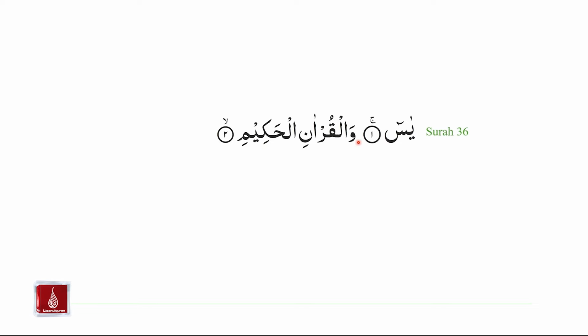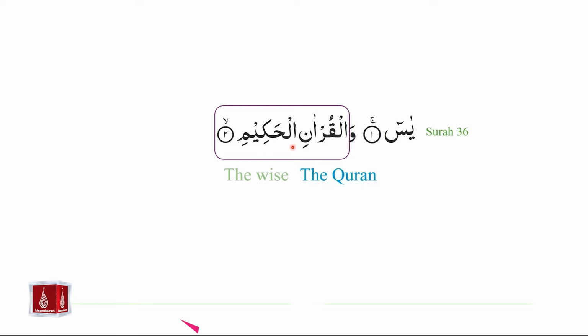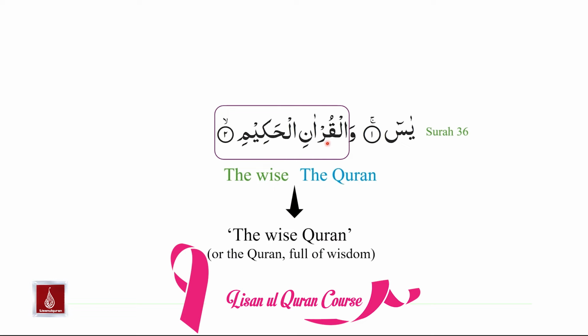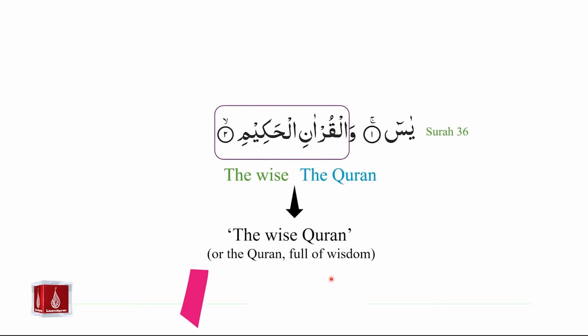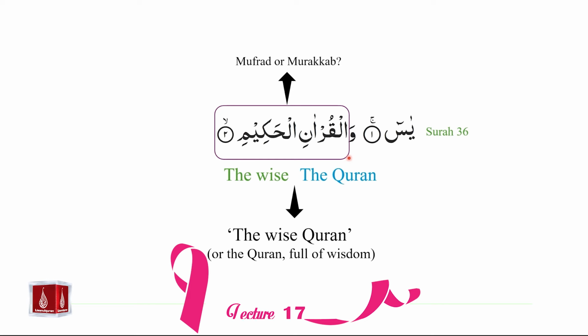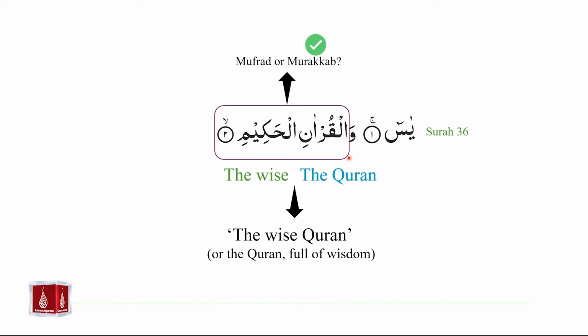Yasin wal Qur'anil Hakim. If we focus on Al-Qur'anil Hakim, Al-Quran literally means the Quran, and Al-Hakim literally means the wise. Taken together, Al-Quran al-Hakim means the wise Quran or the Quran full of wisdom. Now let us focus on Al-Quran al-Hakim. Is it mufrad or murakkab? Al-Quran al-Hakim is a murakkab because it is not a single word.